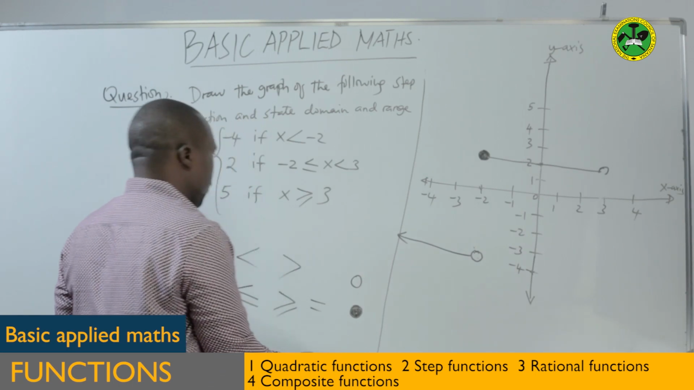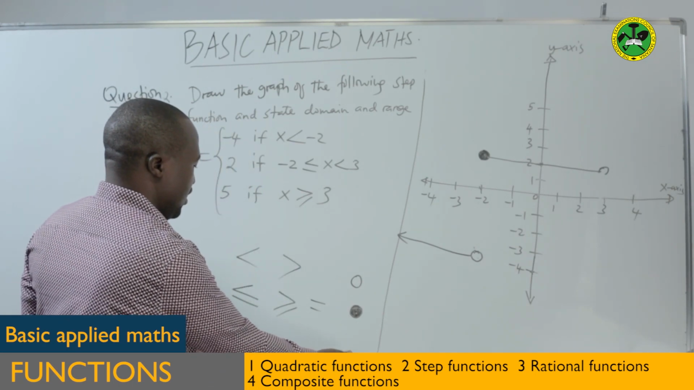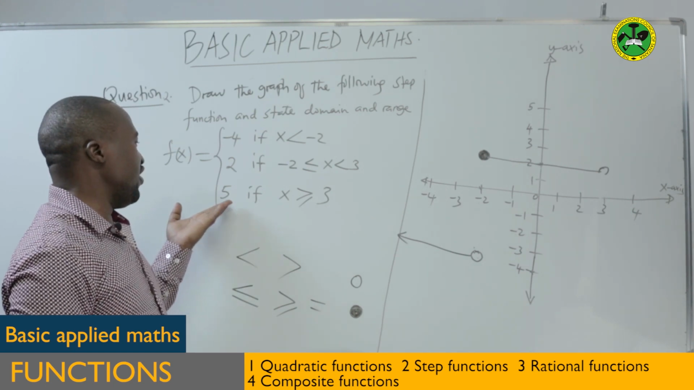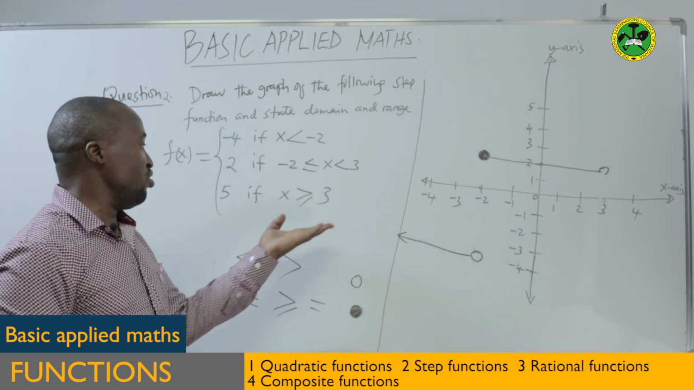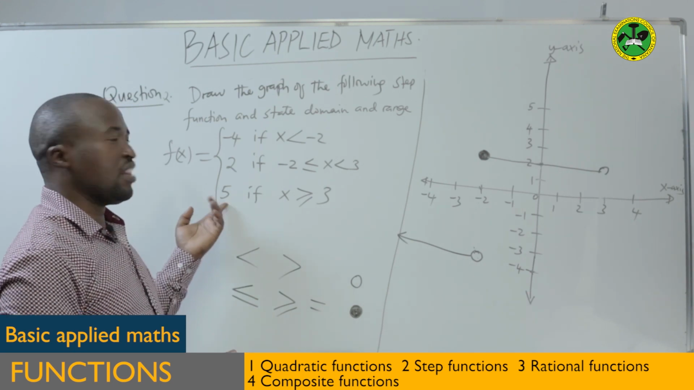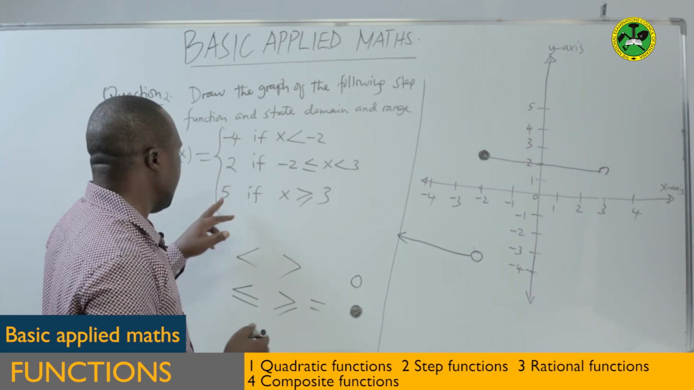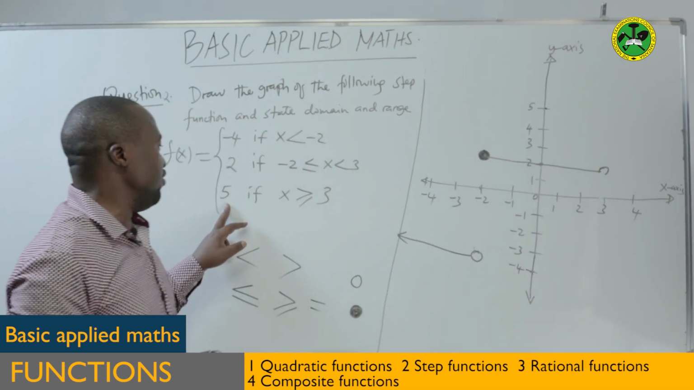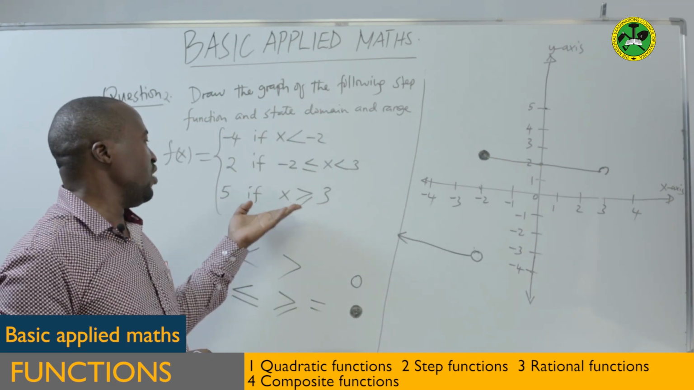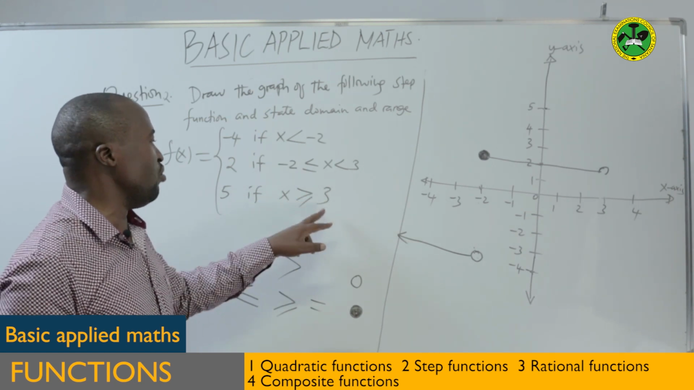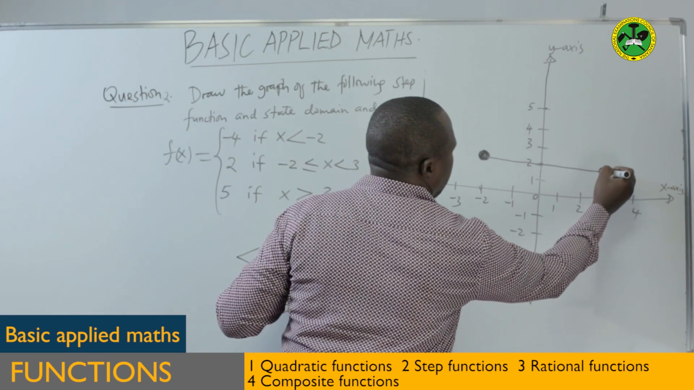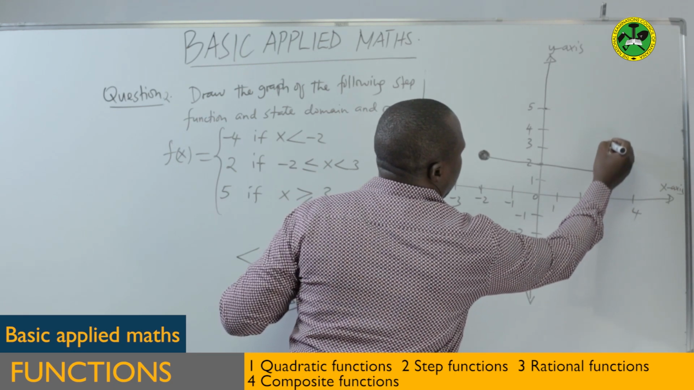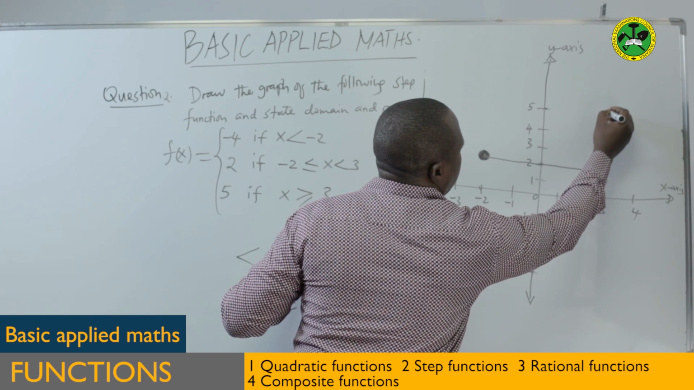So number 3 says +5, that is 5, if x is greater than or equal to 3. So remember, this is the value of y. So where is 5? 5 is somewhere here, that is +5. Then the condition for x value, x is greater than or equal to 3. Where is 3? So again 3 will be here, that is 3.